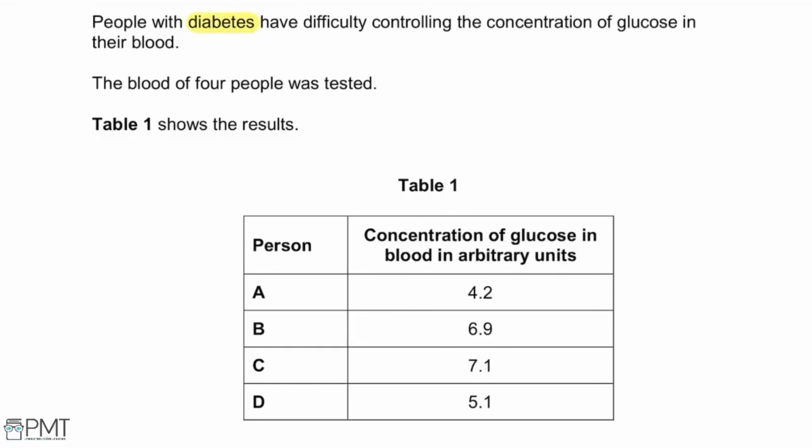People with diabetes have difficulty controlling the concentration of glucose in their blood. The blood of 4 people was tested. Table 1 shows the results. So here we've got table 1, the left hand column has different people, they've been labelled A through to D, and then we have the concentration of glucose in the blood in arbitrary units.